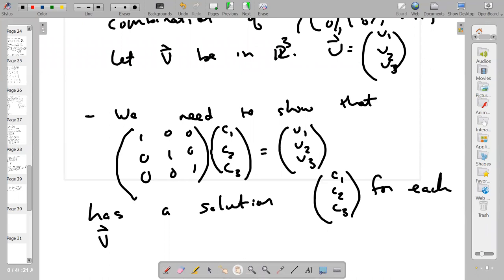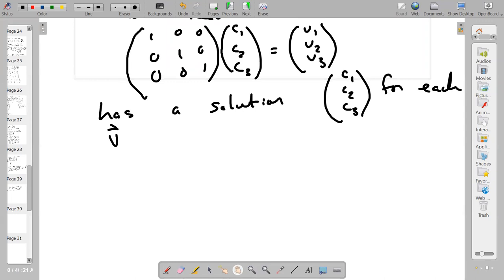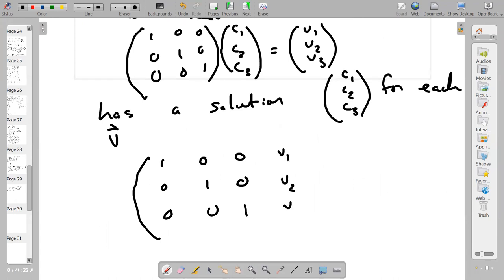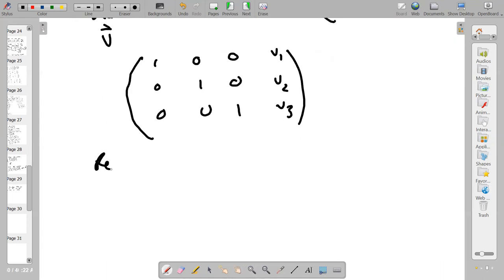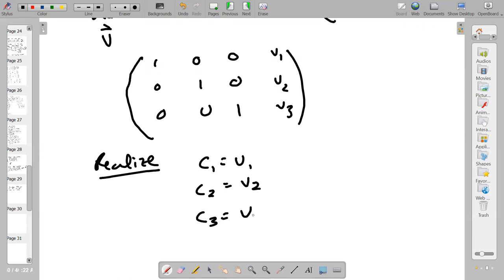Now, when you're trying to show that this has a solution vector for each vector v, what most people are going to do is try to exhibit the solution in terms of the numbers v1, v2, and v3. They're probably just going to write down an augmented matrix associated to the matrix equation. The first three columns are generally associated with the variables for which you are trying to solve, so C1, C2, and C3 in that order. And if you stare at this long enough, you realize that C1 is equal to V1, C2 is equal to V2, and C3 is equal to V3.